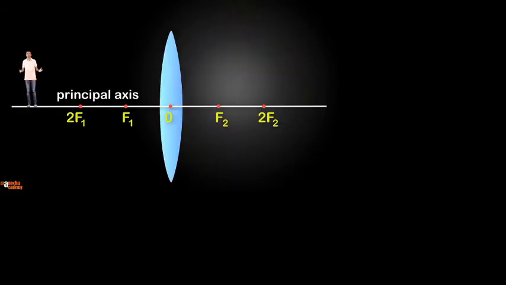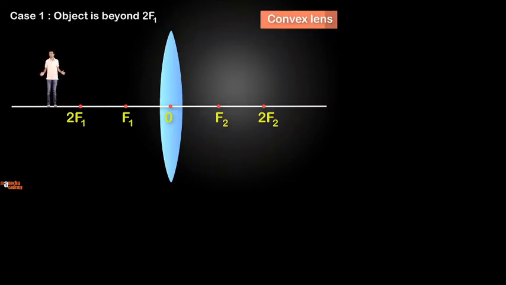Here I am on the principal axis, far away from the convex lens. I'm going to walk and stand on different places on the principal axis. And as you'll see, my image will change based on my position. So let's start with case 1. I'm standing beyond 2F1. You need to consider the rays from the top of the object.